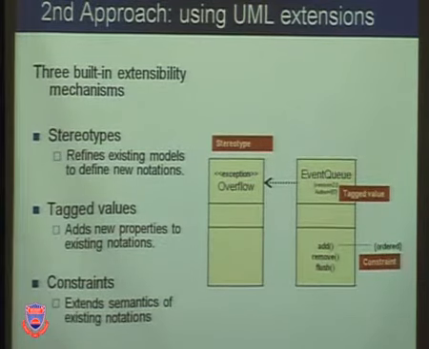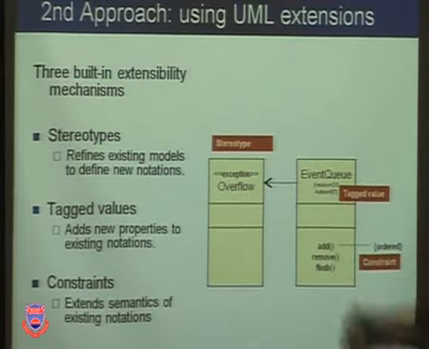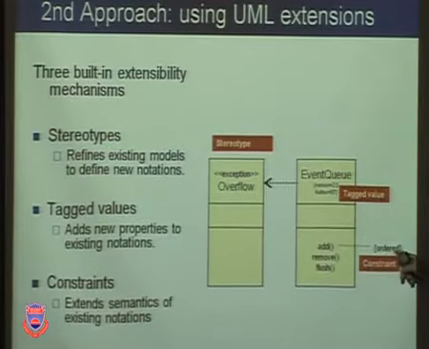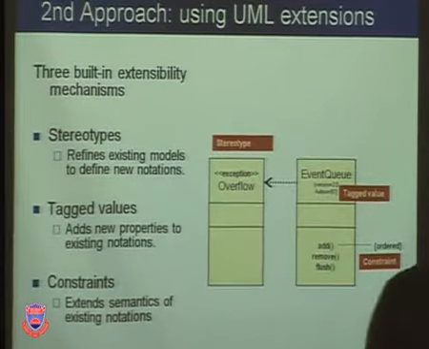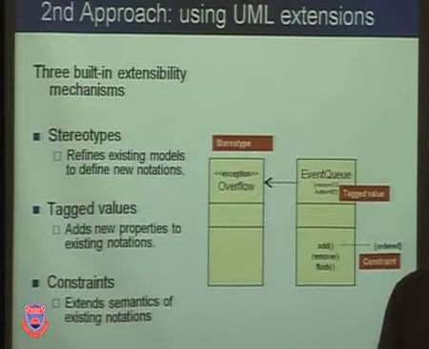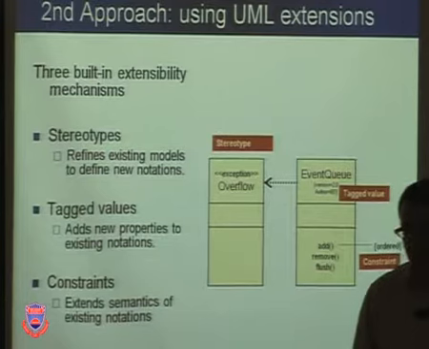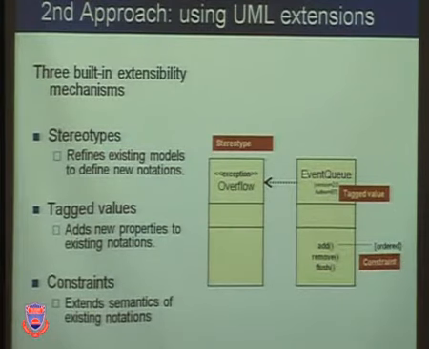The third one is the constraints. If we add events to the event queue, we say they should be ordered. We cannot specify this by just using operations, but we can specify it by defining a constraint. Here, by putting here "ordered", which indicates that if you add the event to the queue, this queue should be ordered. So we have these three mechanisms to take existing UML elements and customize them.